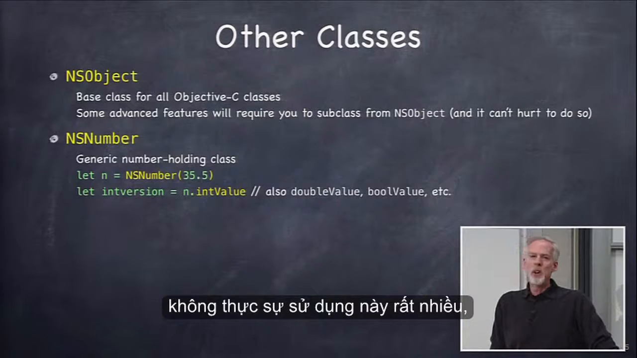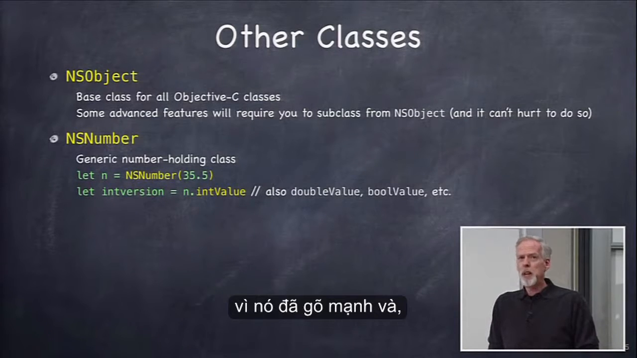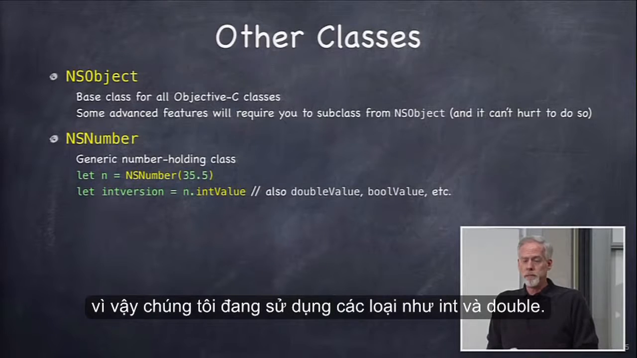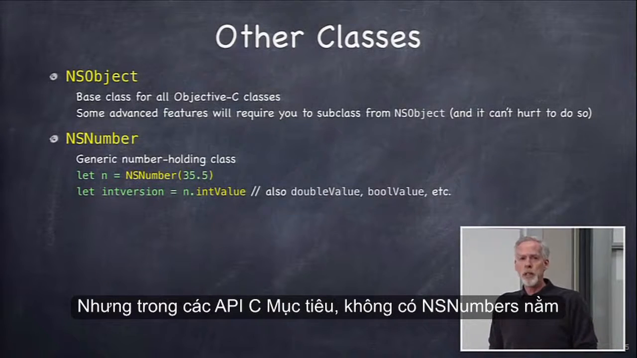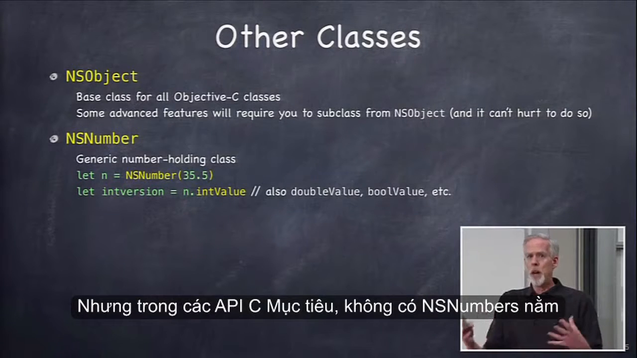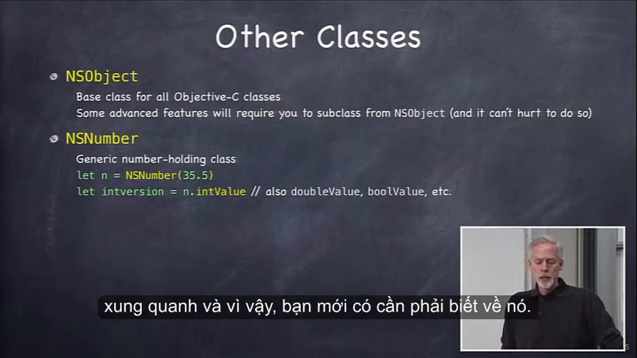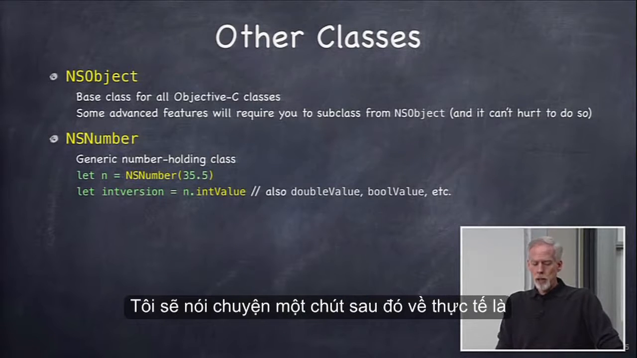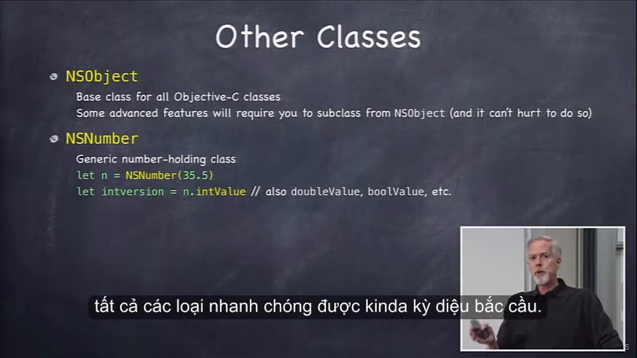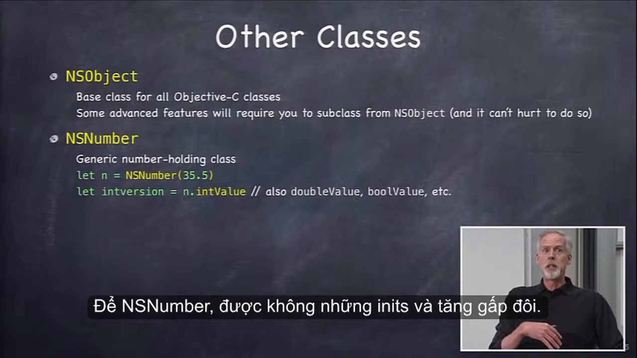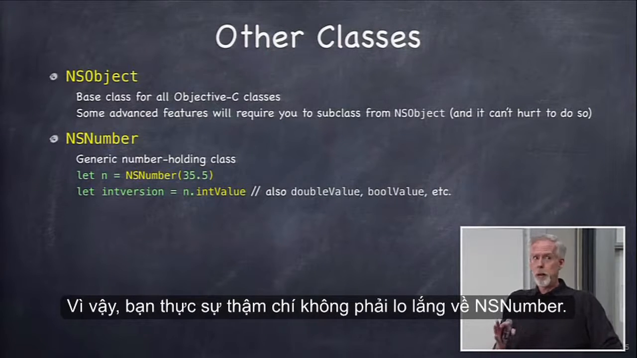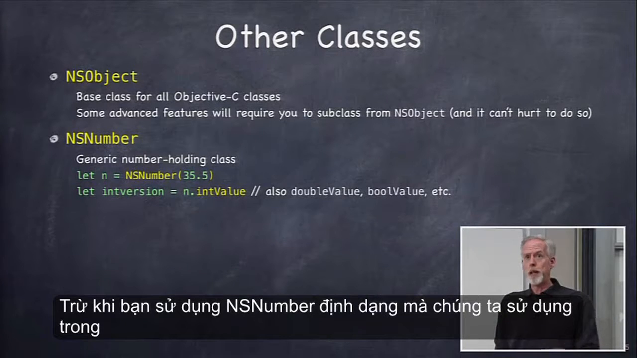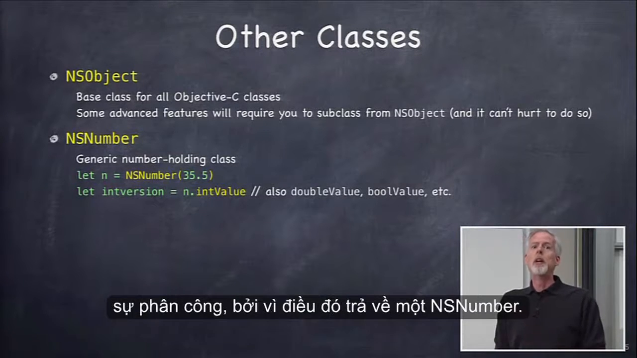In Swift, we don't really use this very much because it's strongly typed, and so we're using types like Int and Double. But in Objective-C APIs, there's NSNumbers lying around. And so you kind of need to know about it. I'm going to talk a little bit later about the fact that all those Swift types are magically bridged to NSNumber, those Ints and Doubles. So you really don't even have to worry about NSNumber unless you're going to use something like the NumberFormatter that we used in the assignment, because that thing returns an NSNumber.